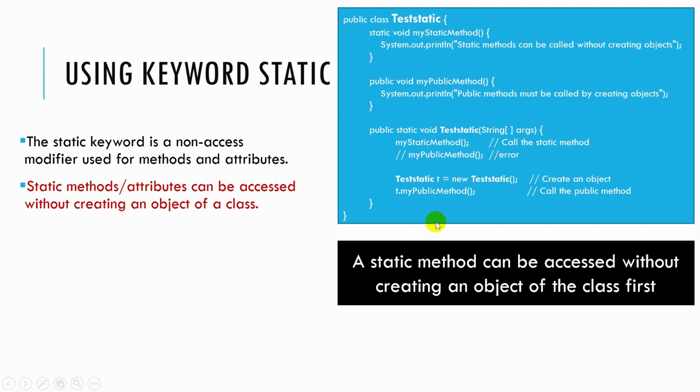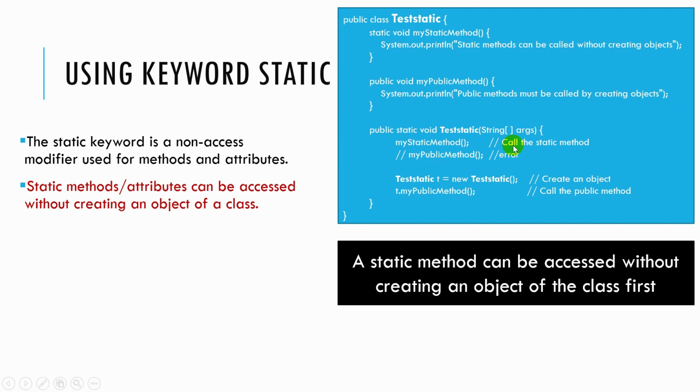Okay? For example, in here, as you can see, we have a class TestStatic. We have two functions, static void myStatic and void myPublic. One function is static, one function is not static, okay? Because we don't give it the static keyword. And then in order to test this one, we will create a main program. Okay, this is a typo. It should be public static void main, lowercase.